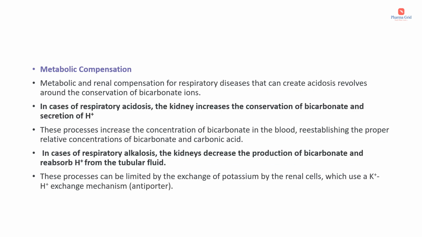Metabolic compensation. Metabolic and renal compensation for respiratory diseases that can create acidosis revolves around the conservation of bicarbonate ions. In cases of respiratory acidosis, the kidney increases the conservation of bicarbonate and secretion of H+. These processes increase the concentration of bicarbonate in the blood, re-establishing the proper relative concentrations of bicarbonate and carbonic acid. In cases of respiratory alkalosis, the kidneys decrease the production of bicarbonate and reabsorb H+ from the tubular fluid. These processes can be limited by the exchange of potassium by the renal cells, which use a potassium H+ exchange mechanism known as the antiporter.